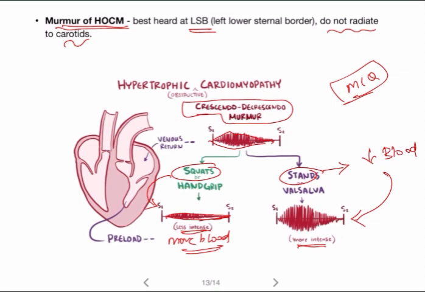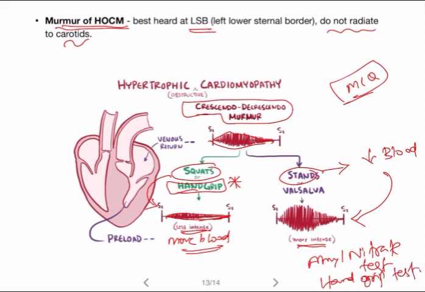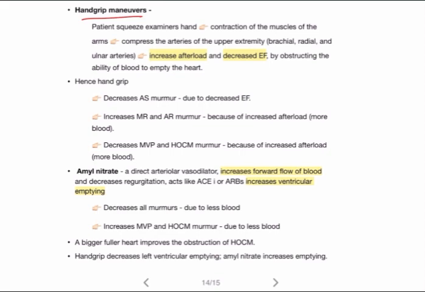Now you would have seen here one case called hand grip. This is a special test, and another one is the amyl nitrate test and the hand grip test. This I will discuss right now. So hand grip maneuver and amyl nitrate test are special tests. Hand grip maneuvers are done when the patient squeezes the examiner's hand. So you give your hand to the patient if you are examining the patient, and the patient squeezes the hand of the examiner.